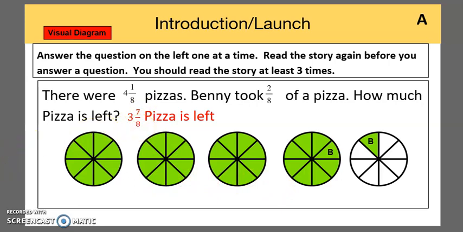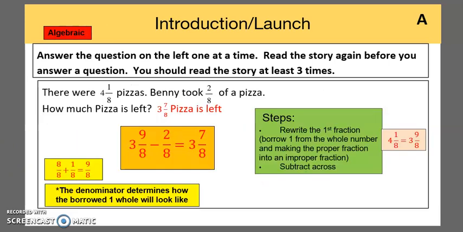The next way of doing this is algebraic. Just in case it might be too much work for students to draw out the diagram, using an algebraic approach can help them get to the answer the same way. Here I provided some steps. When working through the problem, we want to think about rewriting the first fraction, and we can explicitly tell students you borrow 1 from the whole number and make the proper fraction into an improper fraction.